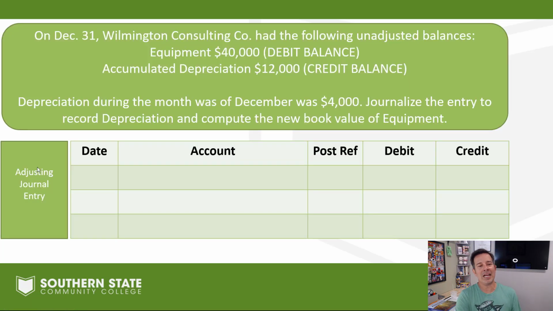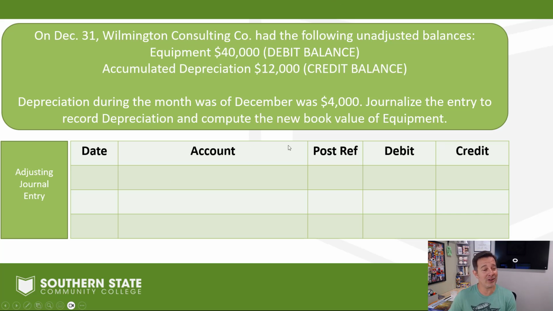All right, so let's give it a try. Wilmington Consulting Company had the following unadjusted balances. They have equipment, normal debit balance, and they have accumulated depreciation. You can see $12,000 has been depreciated already. During the month of December, $4,000 was depreciated. We need to journalize the entry and compute the new book value. And so refer back to your notes if you need to. Pause the video, take a moment, and try to figure out the entry and the new book value on that equipment.